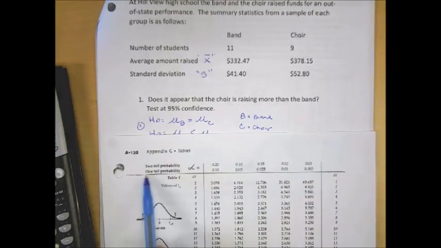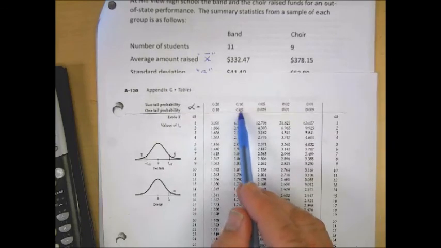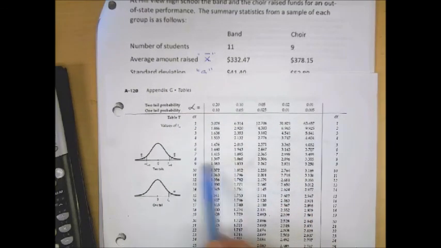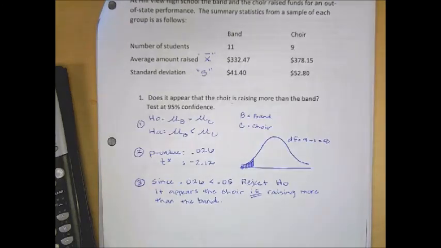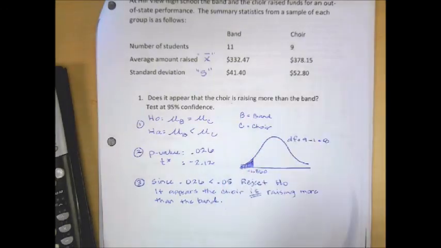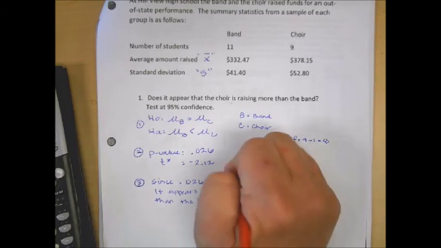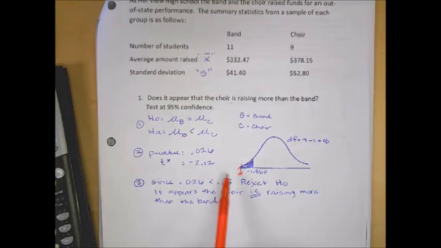So one-tail probability at 0.05 with 8 degrees of freedom is 1.860, but it's on the low side, so it's negative 1.860. And you can see right here, the calculator told us the T star, the test statistic, was negative 2.12. So the test statistic tells us to reject H0. The p-value tells us to reject H0. So everything is working together.